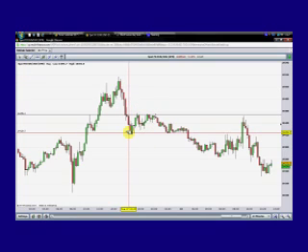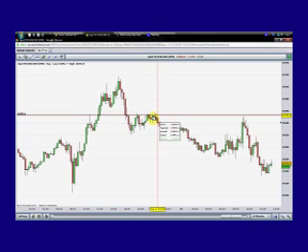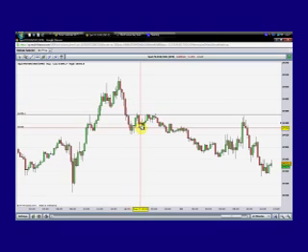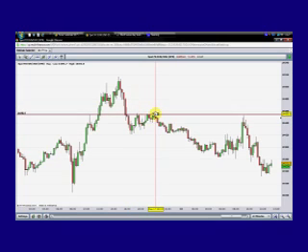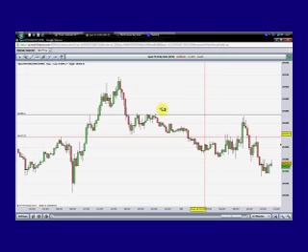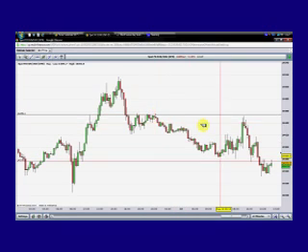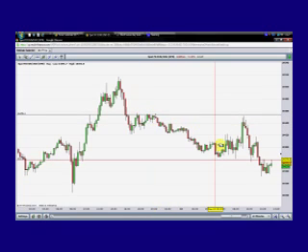A corrective move, B corrective move, but this B corrective move is a complex B corrective move. It has been divided into A, B, C corrective move. And then we have the C corrective move from here all the way down here. This C corrective move has been divided into 5 small waves, talking about a complex C corrective move.